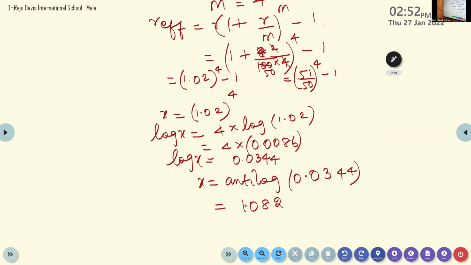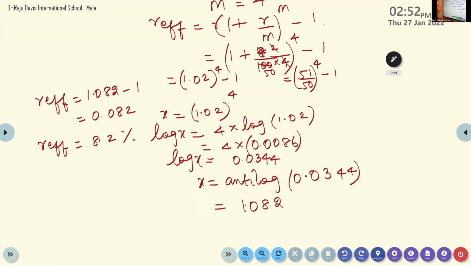Tomlin, you can use log if you find the number very big. So the effective value will be 1.082 minus 1, so it will be 0.082. If you take it as a percentage, it will be 8.2%.